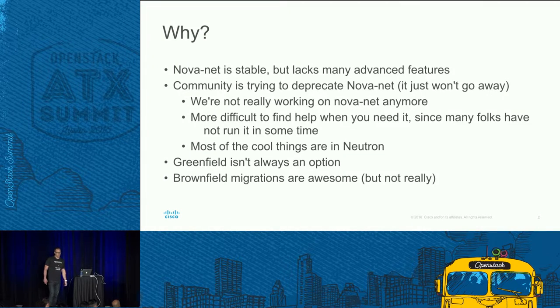So why would you want to do this? If you're running Novanet, chances are at this point you know there's still something that you want about it. It's stable, but it lacks a lot of the advanced features that Neutron has, and so a lot of people are trying to move towards that. As a community, we're trying to deprecate it, but it just won't die. I think it was actually deprecated once, and then they undeprecated it because there were still enough people using it, way back in Grizzly or Folsom or something.